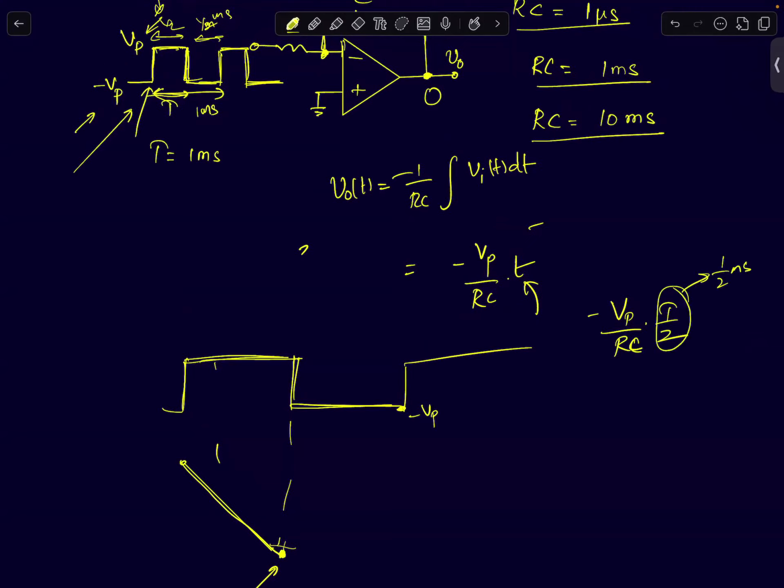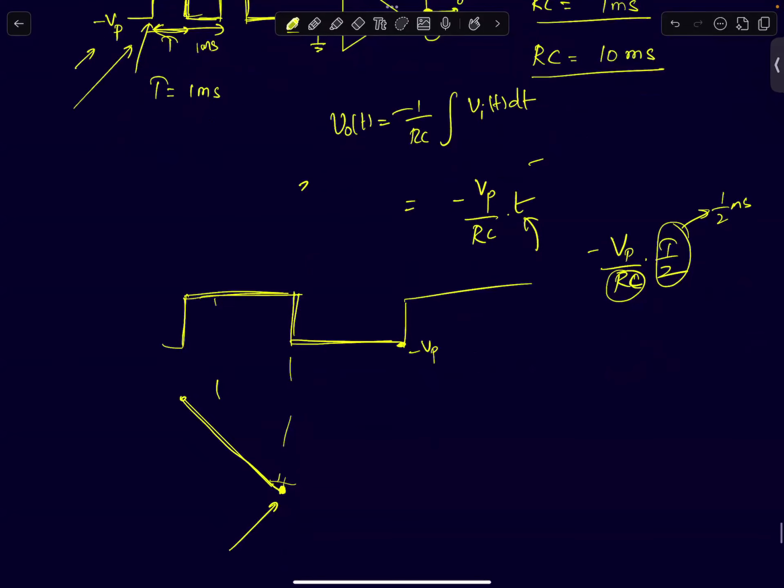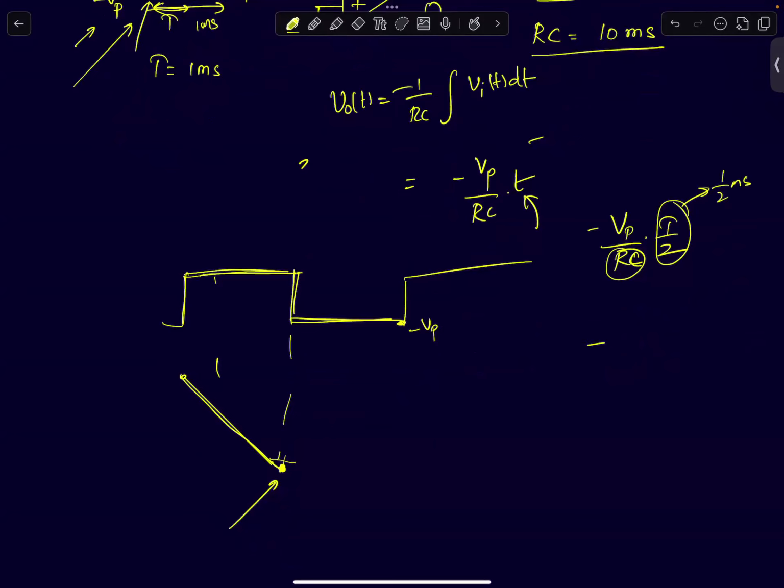If this is half a millisecond and the RC time constant is given to be 1 microsecond, what do you expect this to go to? Can I say it will be Vp into 500? This RC is 1 microsecond, so 10 power minus 6, which is 1,000th of a millisecond. T by 2 is half a millisecond. So the final voltage will be minus 500 Vp. So this node voltage goes to minus 500 Vp.